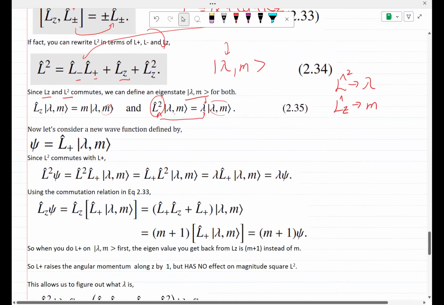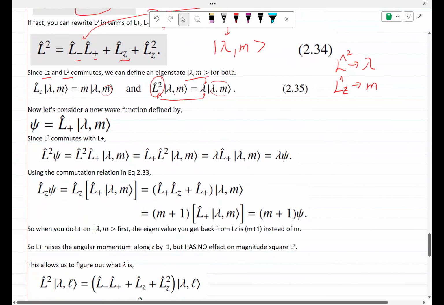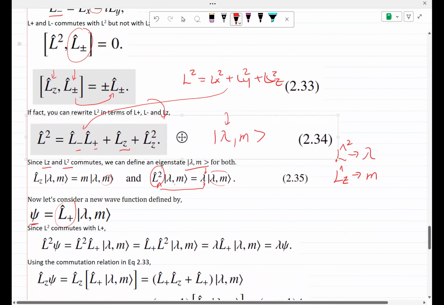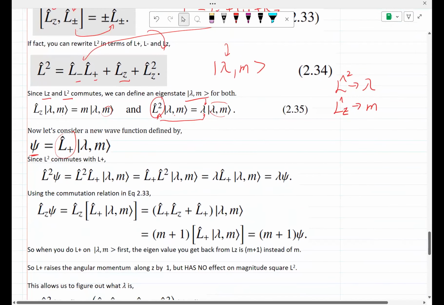Now let's consider, just to get through the mathematics of this so we can do some calculations, defining some new state, psi, which is the eigenstate of L square and LZ, but after it has been acted upon by L plus. But remember that L square commutes with everybody. It's just a very nice person.